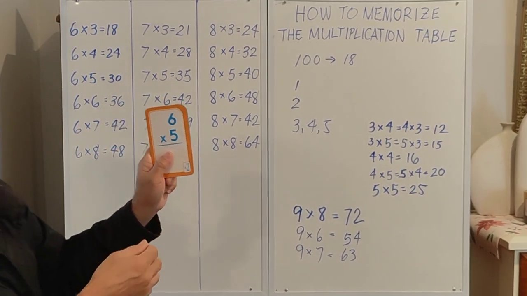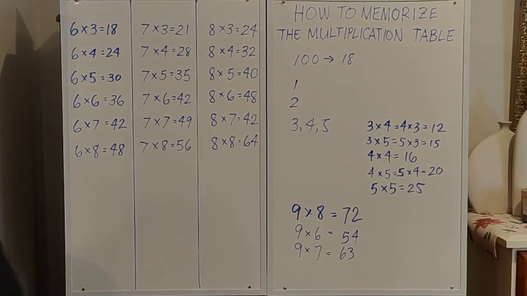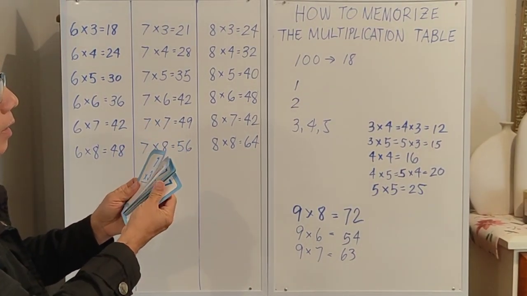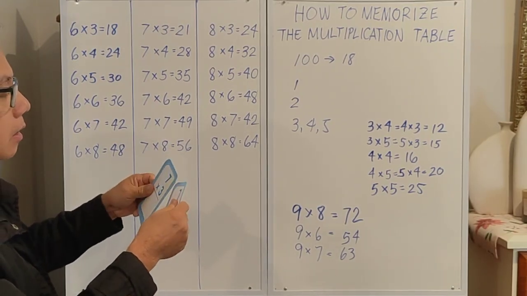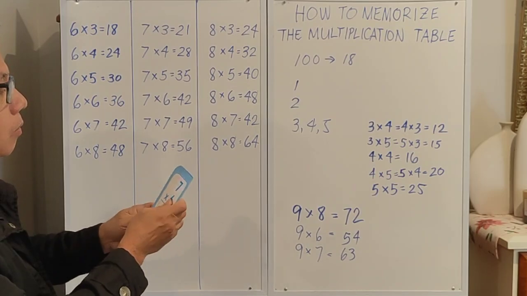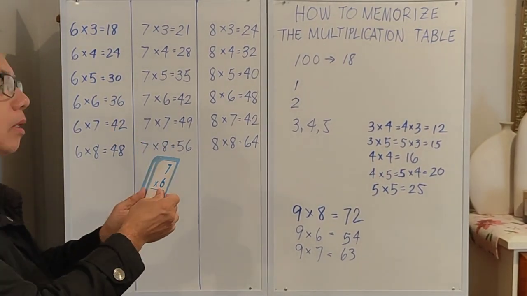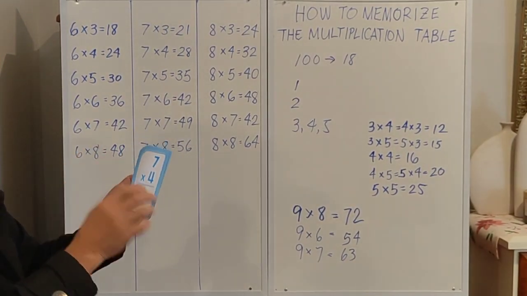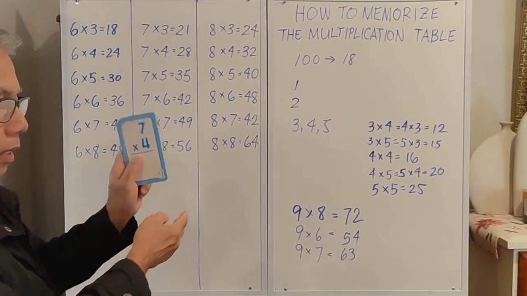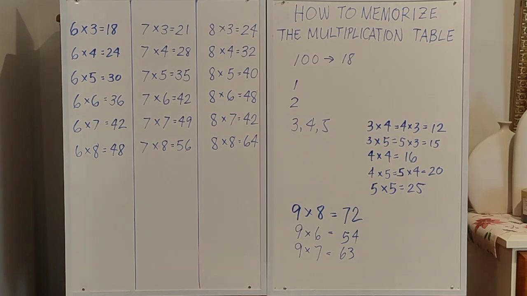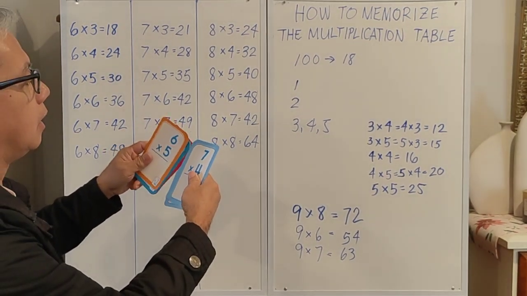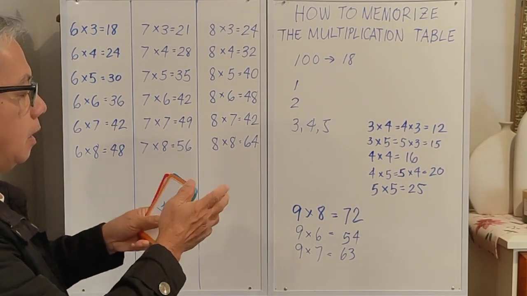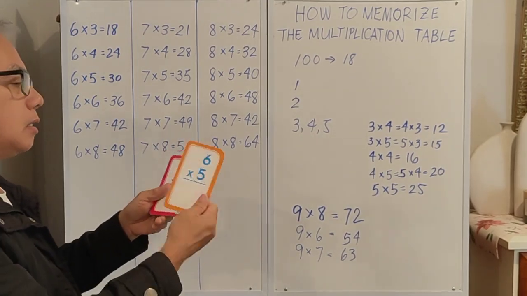Once you memorize table 6, you get table 7: 7 times 3 up to 7 times 8. You shuffle these cards and then you practice. 7 times 6, I can't remember. Let's check. 42. And then 7 times 4, I know, 28. Let's check. Yes, it's 28. Once you memorize table 7, you combine it with table 6, shuffle the cards and then practice again. So 6 times 5, I remember, 30, yes, 30.